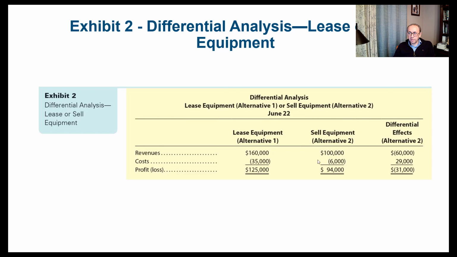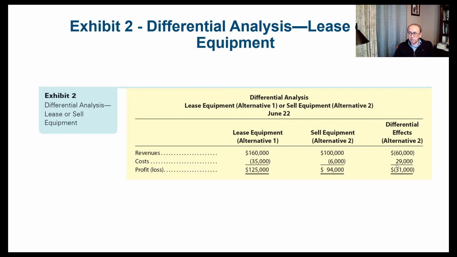There's a commission fee that we have to pay, which is our cost here, would be $6,000, and the net profit would be $94,000. Again, by just comparing alternative 1 and 2, you can see that the lease option would be more profitable. But also looking at the differential effect, you can see that there's a difference of $60,000, or a decline by $60,000 if we decided to sell it.